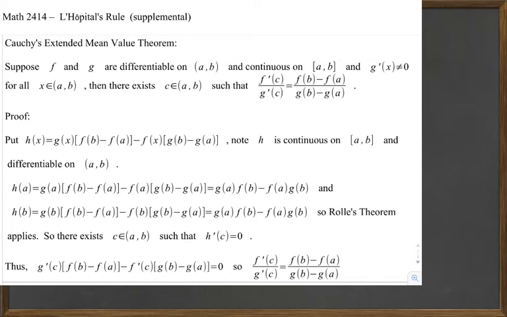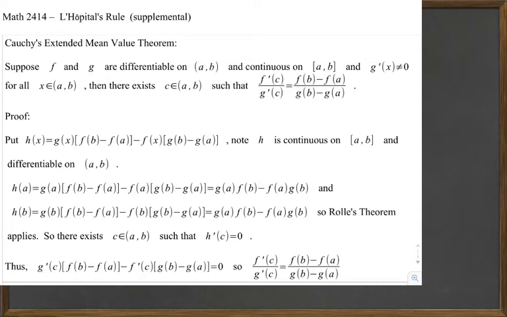To give you a little idea, a sketch of the proof of L'Hopital's rule, the first thing we're going to look at is what's called Cauchy's extended mean value theorem, which says to suppose f and g are differentiable on the open interval (a, b) and continuous on the closed interval [a, b], and g prime of x is not equal to 0 for all x in (a, b). Then there exists a c in the open interval (a, b) such that f prime of c over g prime of c is equal to f of b minus f of a all over g of b minus g of a.